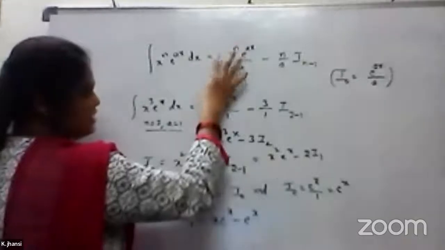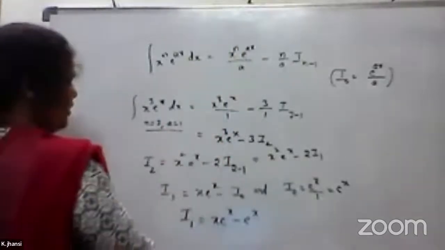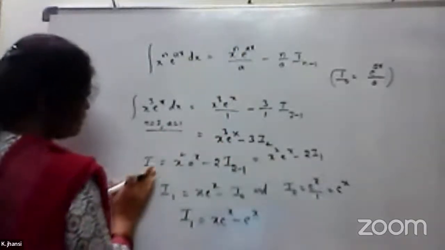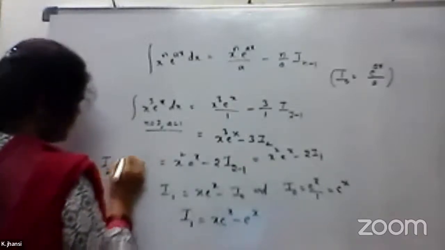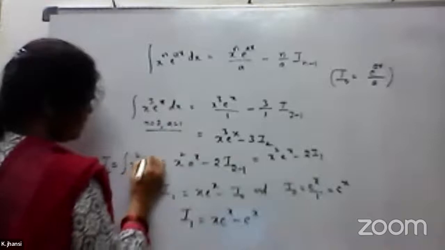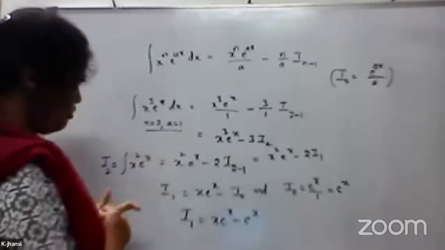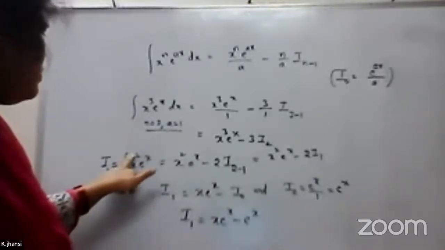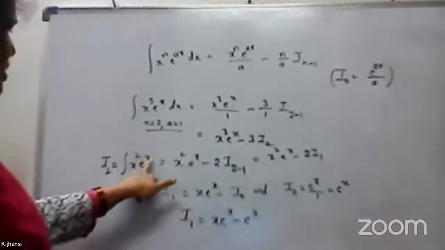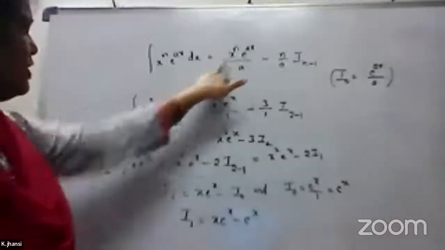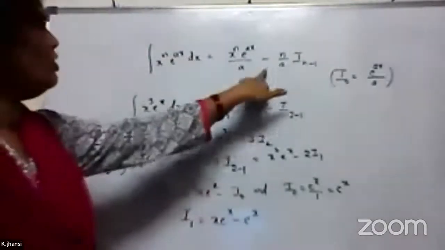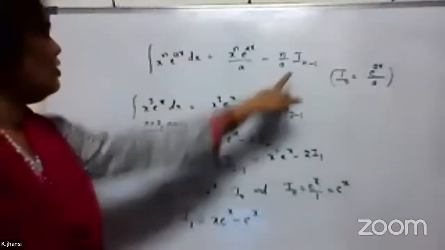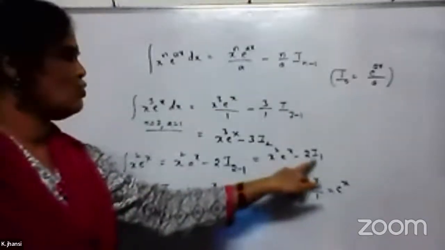That means you are substituting here again the value. You can take like this even if you have any confusion. That is I2 is equals to integration of x square e power x. So now no confusion no. Here n value is 2, a value is 1. So x square, if you substitute in this formula, x square e power x minus 2 I1.